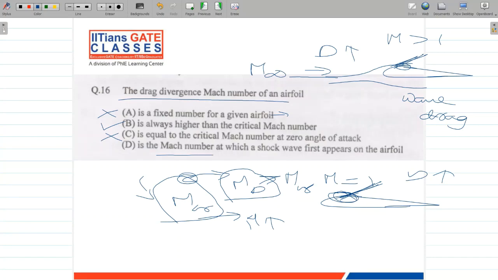Is it the Mach number at which a shockwave first appears? Absolutely not. There could be other Mach numbers where the shockwave first appears, but these shocks may not be of such strength to give a huge increase in the drag. So it may not be the first onset of shockwaves. Okay, so the right option is option B.